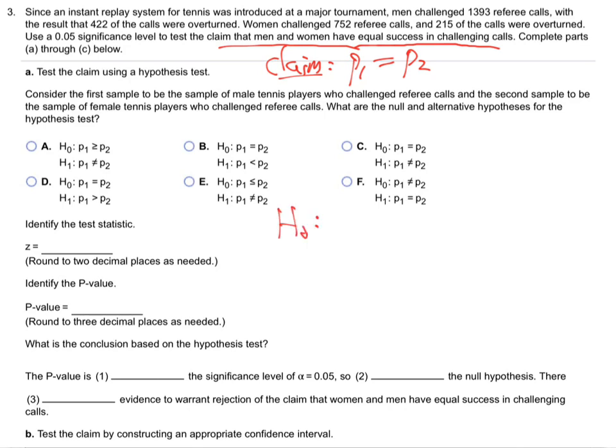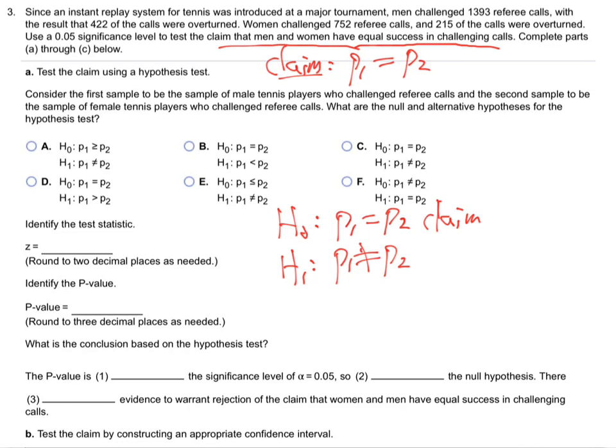So H0, H1. H0 is always the equal. So then what's H1 going to be? Not equal, huh? That good? Because we don't have greater than or less than anywhere, do we? And which one's the claim, H0 or H1? H0's the claim. Claiming the men and women have the same success in challenging calls. Okay, so here we go.